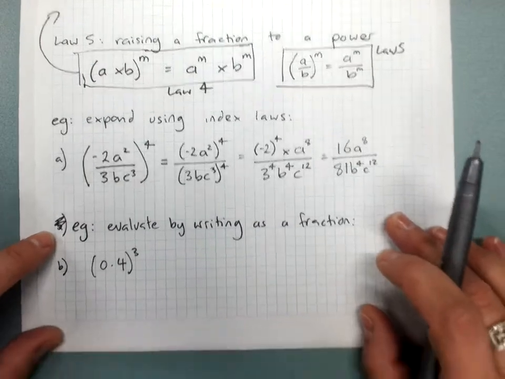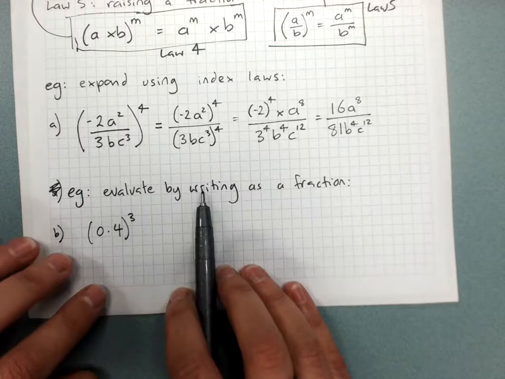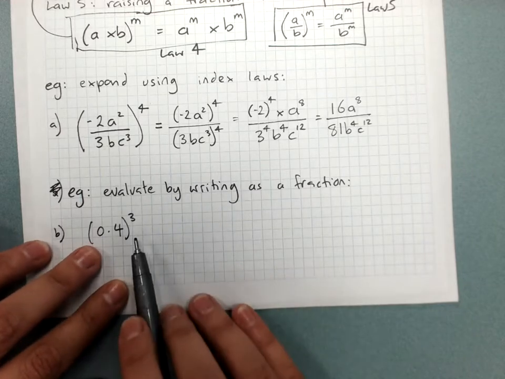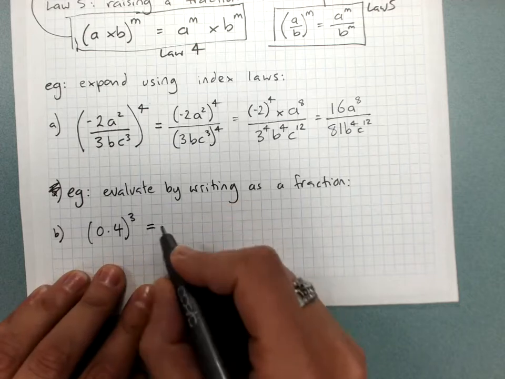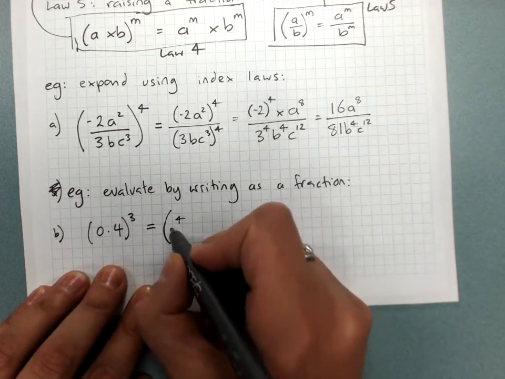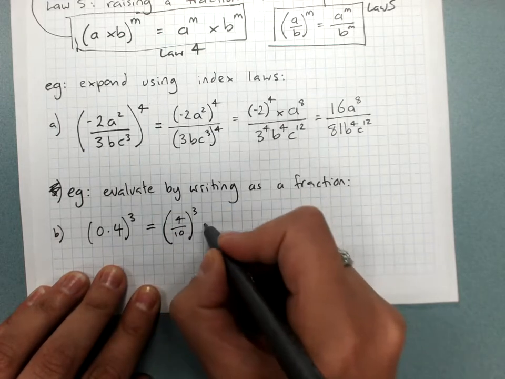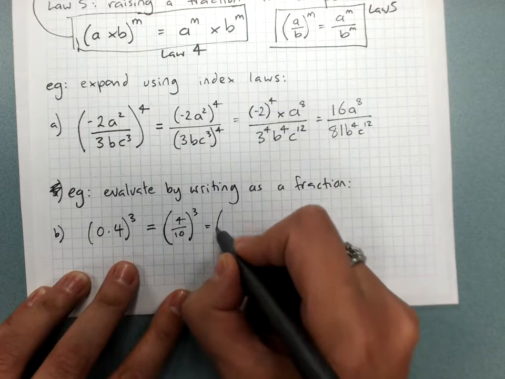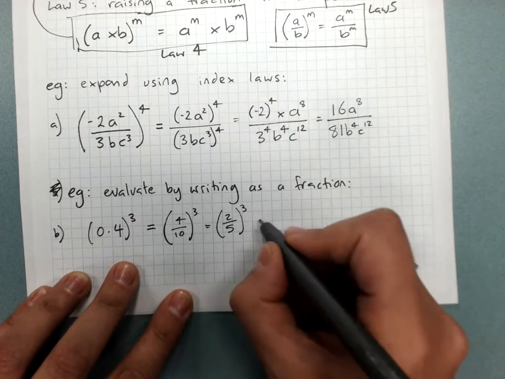So, next question. Evaluate by writing as a fraction. This is a cute little aspect. Fractions are almost always easier than decimals. Let me show you. 0.4 as a fraction is 4 over 10, and I'm cubing it. Can I simplify that fraction? Absolutely I can. This is 2 over 5. Still need to cube it.